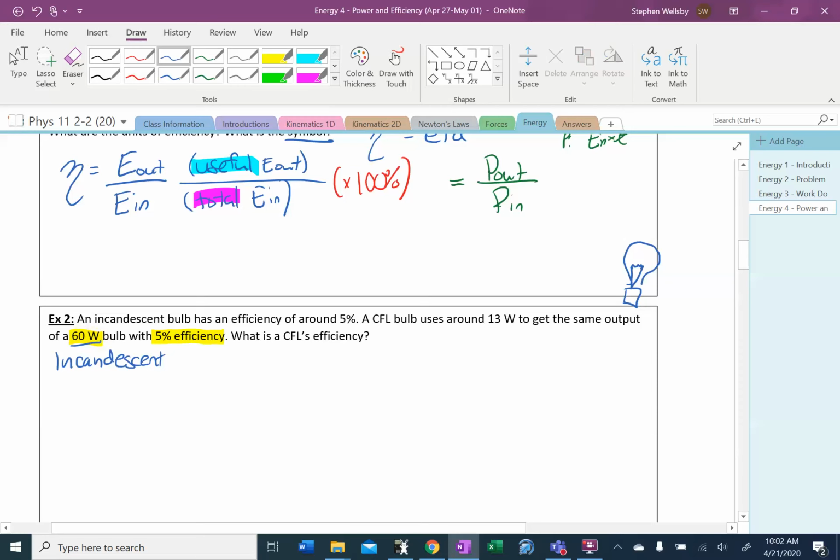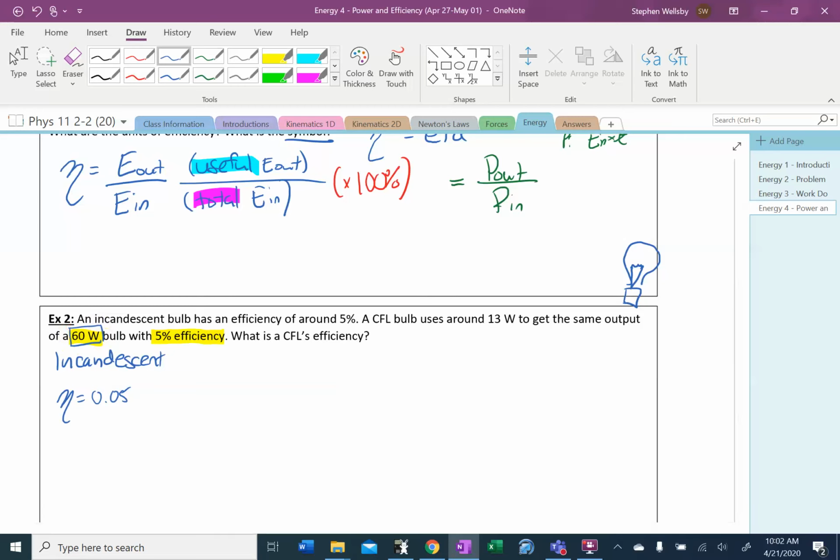So here's what we know. For the incandescent, if we're writing down our information, we know that our efficiency equals 5%. I'm just going to write that as 0.05. Both are correct to say. I know that it's a 60-watt bulb. Now the wattage here refers to how much energy is being used. They tell you 60 watts because they're trying to help you estimate what your power bill might be, for example. So that means that the light bulb itself is using 60 watts.